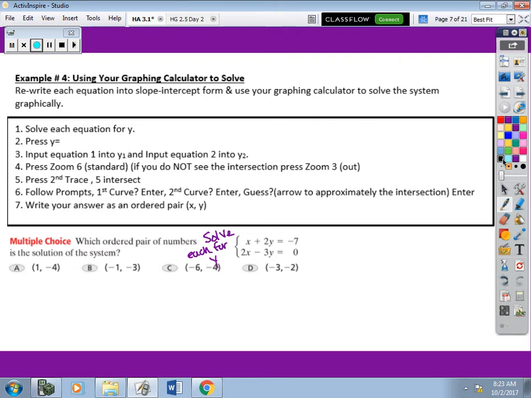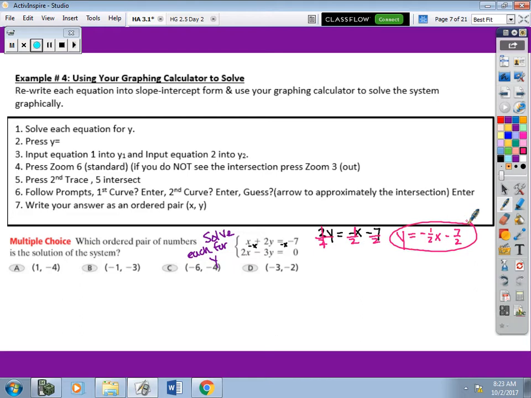So the first equation, I would have to subtract x. So I'll get 2y equals negative x minus 7. Then I have to divide everything by 2. And that would get me y equals, and if you want, you can think of this as, instead of negative x divided by 2, it could be negative 1/2 x minus 7/2. If you want to change that to 0.5 and 3.5, you can. Okay. So that's one of my equations.